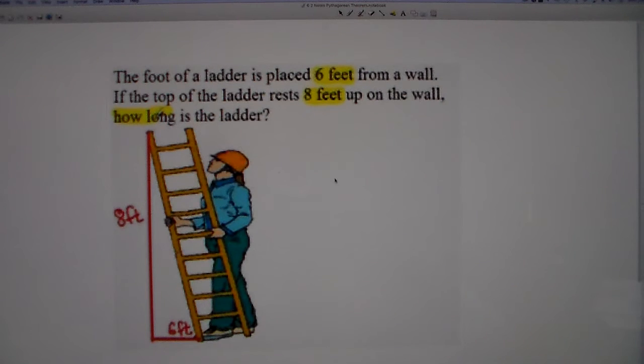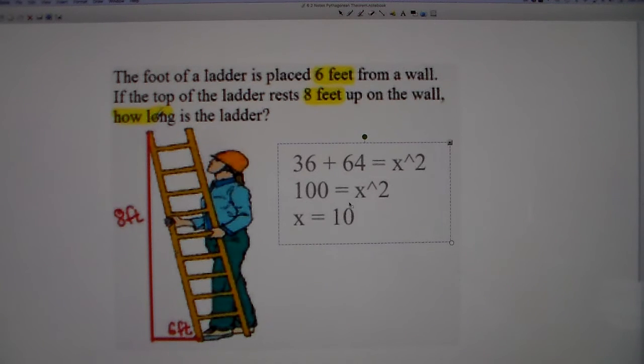So we're going to do 6 squared, which is 36, plus 8 squared, which is 64. That's equal to what we're trying to find, so x squared. 36 plus 64 is 100. So 100 equals x squared. Take the square root of 100, which is 10. So x equals 10. So 6 squared, aka a squared, plus b squared equals c squared.